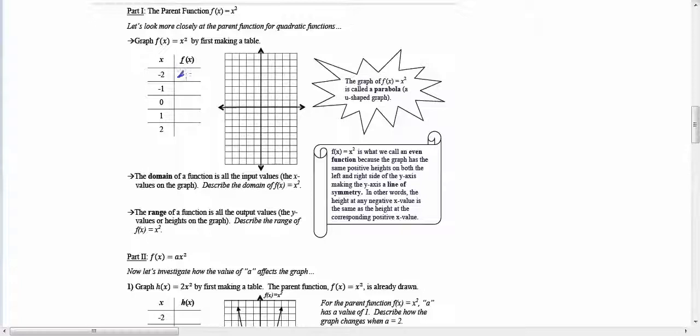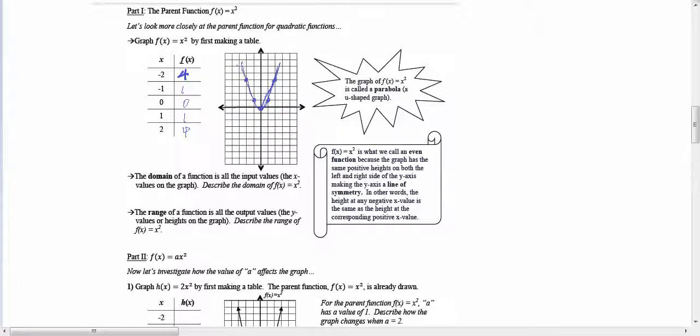So this is simply 4. Oops, this thing is way too big. I'm going to make that smaller. There we go. That's 4. That's 1. That would be 0. This is 1. And that's 4 as well. If I were to graph this, this would be 0, 0, 1, 1, negative 1, 1, 2, 4. So that would go 4 right here, and here, and this is our regular parabola.